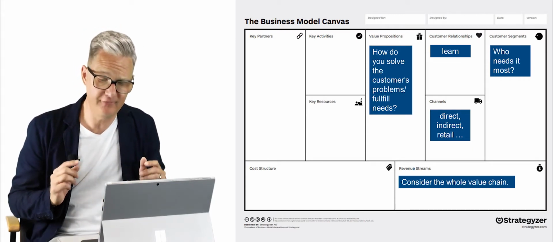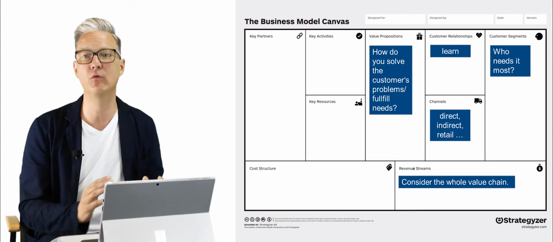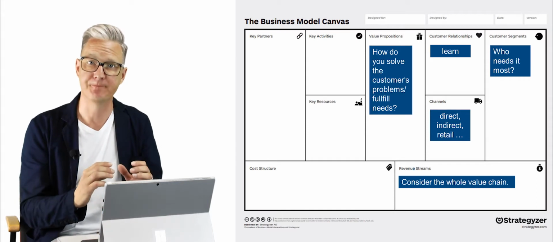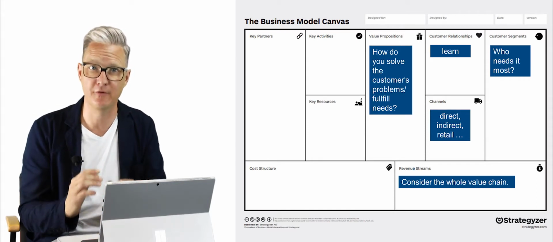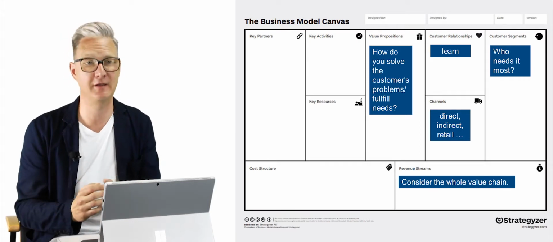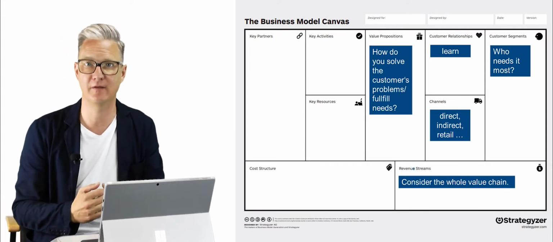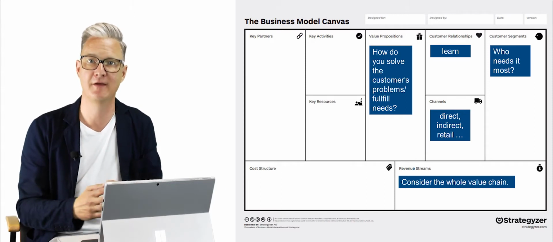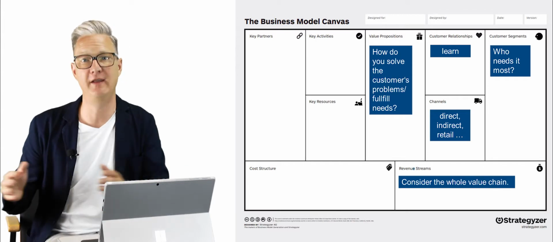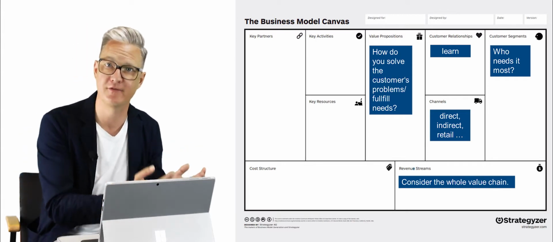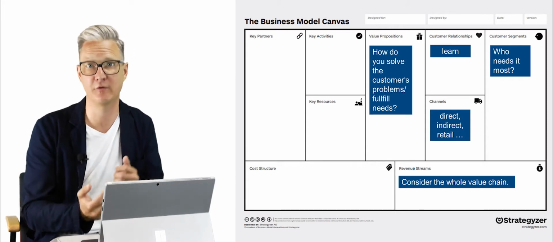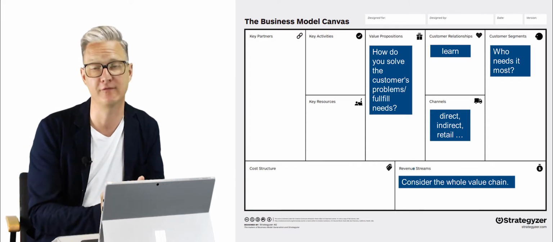And it's very important to consider the whole value chain when you define your revenue streams. Many entrepreneurs only think of their core product. They only say, well, we get a license or a product fee for the product we sell. But think about the whole value chain of the customer. Does he need consulting? Does he need help to get your product going? Does he need trainings, for example?